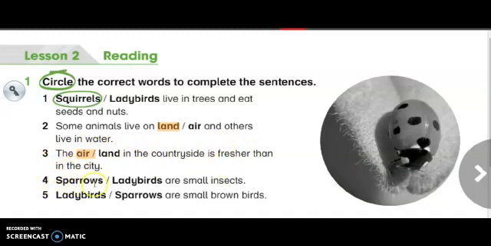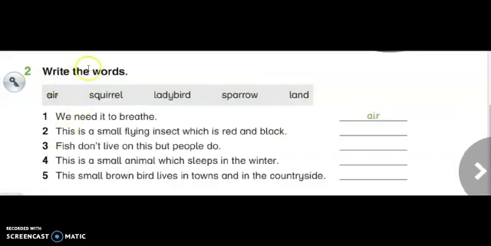Number 4. Sparrows or ladybirds are small insects. الحشرات الصغيرة. Yes, excellent. Which are ladybirds. Number 5. Ladybirds or sparrows are small brown birds. العصافير الصغيرة البنية وهي sparrows. Now move to the second activity.